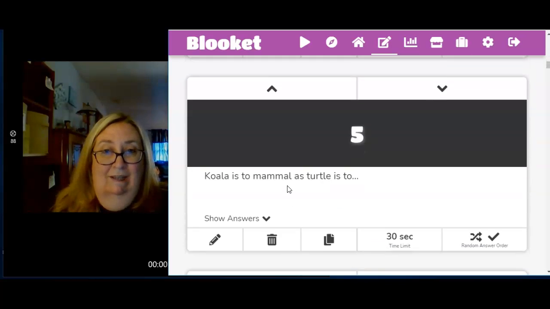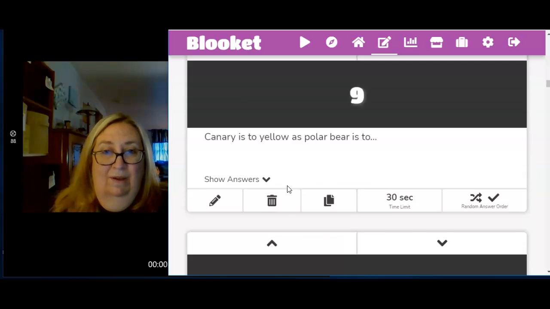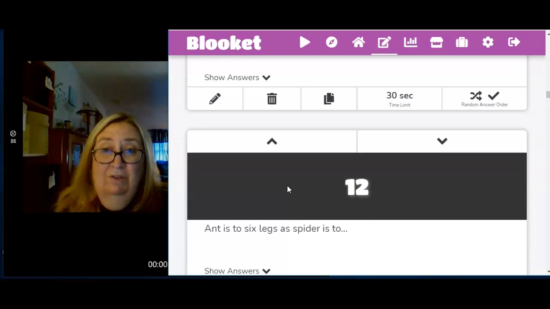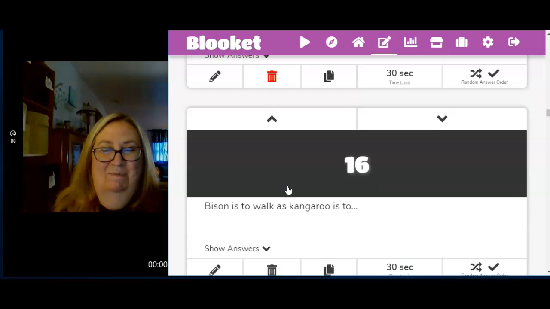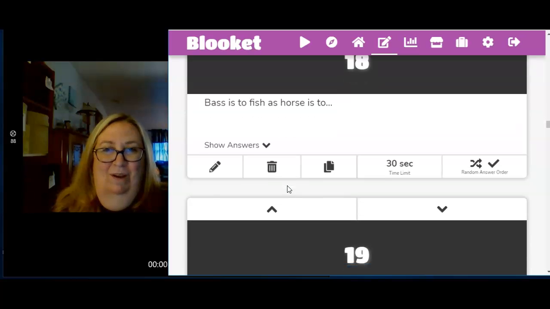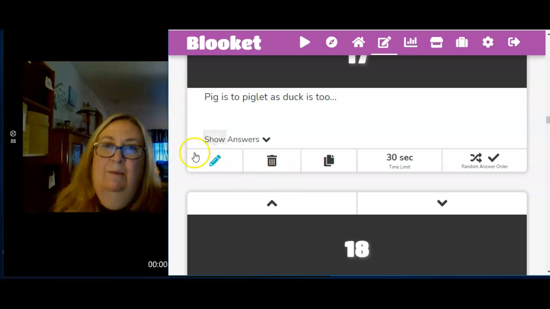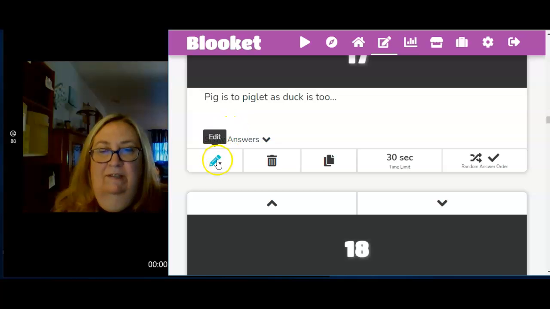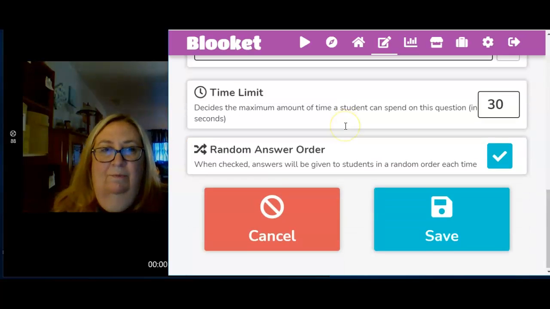I want to see if there was one with the verb tenses. I want to show you that I'm not out to trick you, okay? These are all the ones you're going to be seeing. Oh, okay, maybe I am out to trick you on this one. Pig is to piglet as duck is to, and I just noticed a typo there. We're going to fix it. It shouldn't be two O's, should it? Okay. We're going to save that.